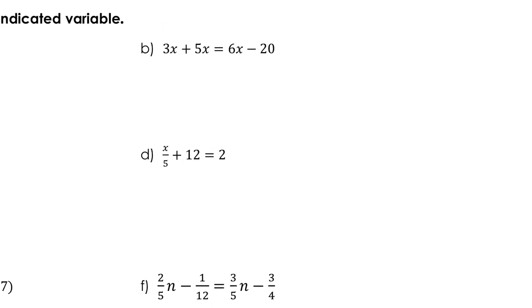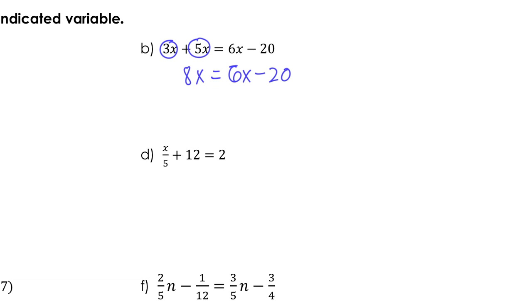Letter B, we need to combine some like terms before we start moving things to either side. So do you see how we have this 3x and this 5x that can come together on the left side? That would make us an 8x, which equals 6x minus 20. And then I need to get the x's together.